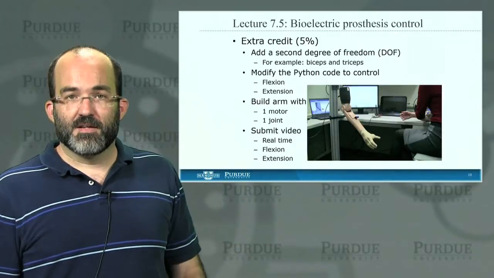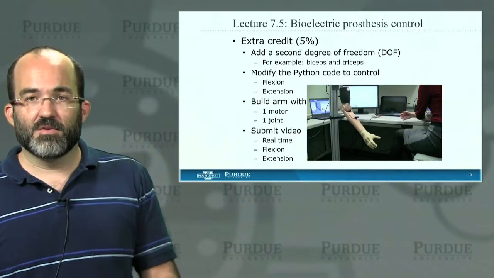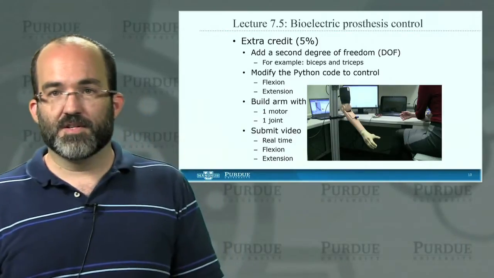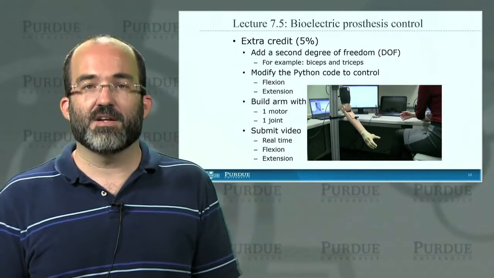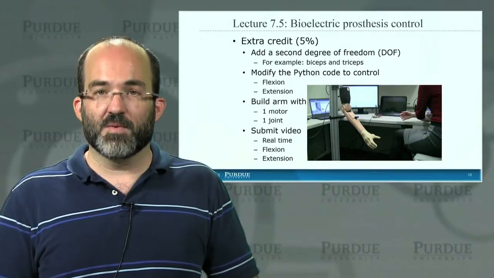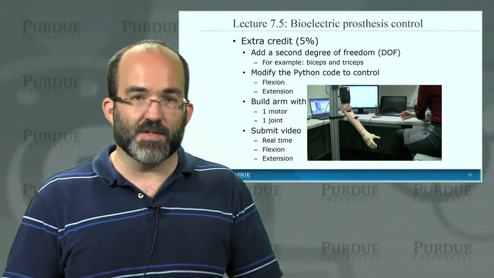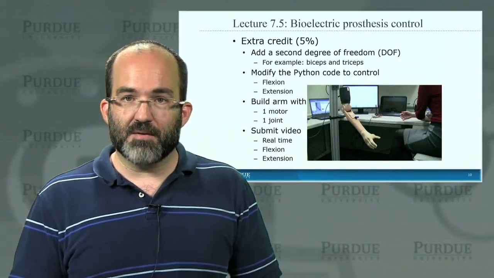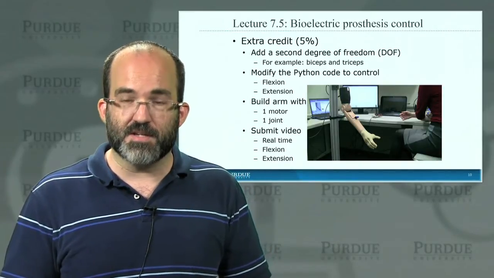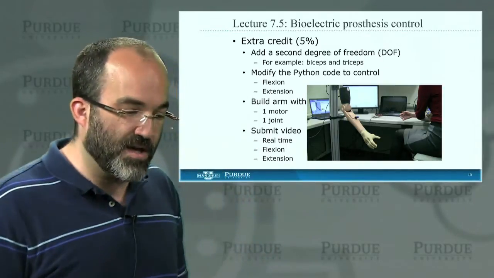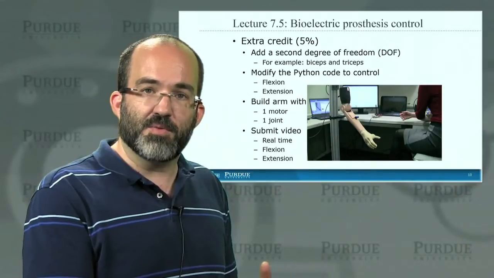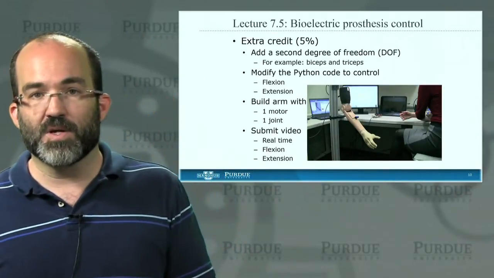If you want to go a step further, you can do the extra credit portion of this course. And this is entirely optional, and it's extra credit, but if you do it and you do it well, it can be worth up to 5% additional extra credit on the overall semester. And what I would like to see you do here, if you're interested in the extra credit portion, is to move away from the virtual arm on your computer screen towards controlling a real-world device.